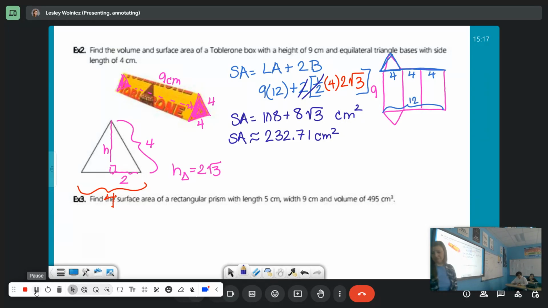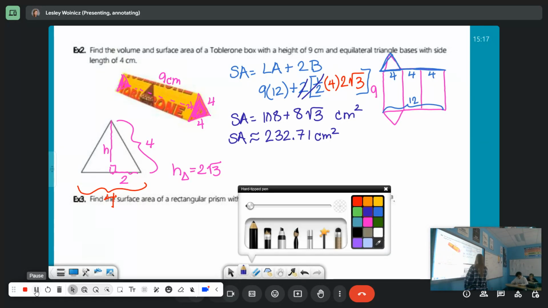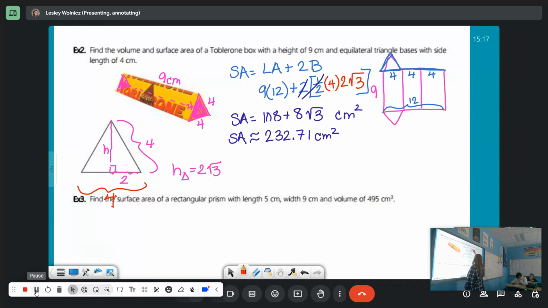No? Oh, okay. I have to do the volume. Okay, the hard part is over because I've already found the area of my base, right? I already have my base. That's this piece. This is my B. Right? So my volume is my big B, my base, 1/2 times 4 times 2√3. This is big B. Times the height of the prism, which is 9.